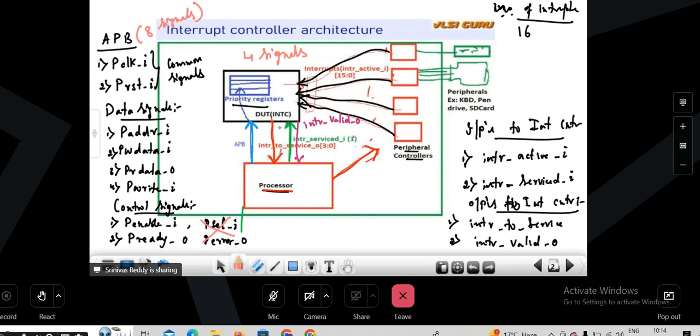Or I can write it like this. If you are getting confused, I'm going to write it like this. These are APB signals, correct? Meaning, what are the common signals?